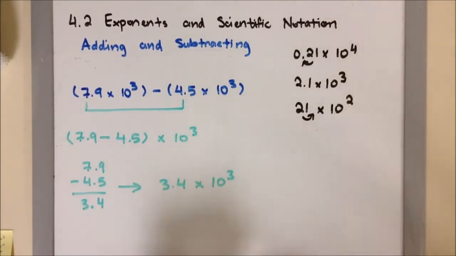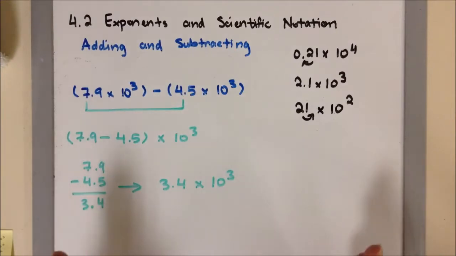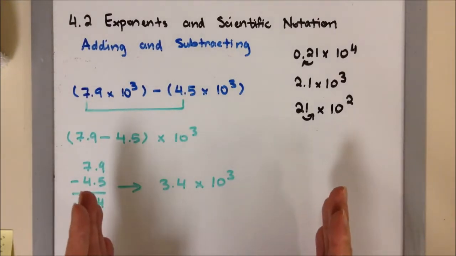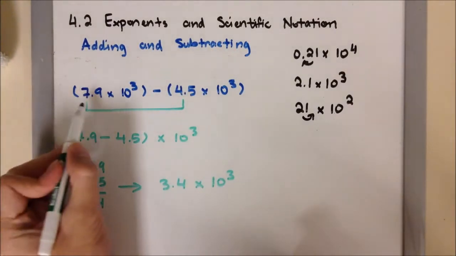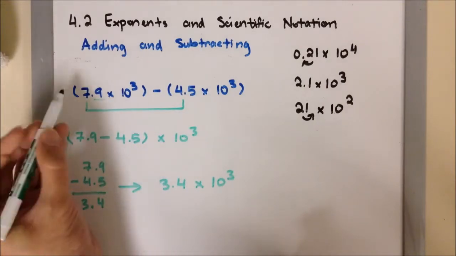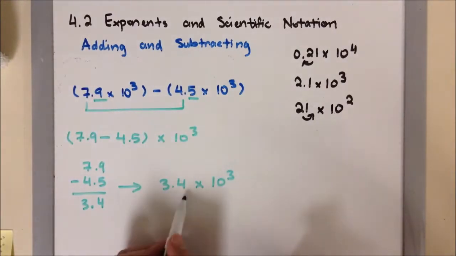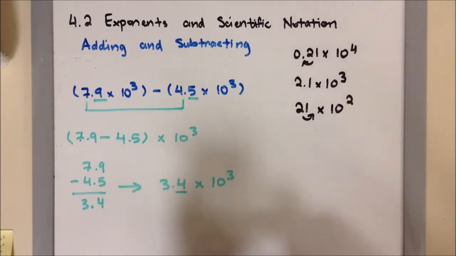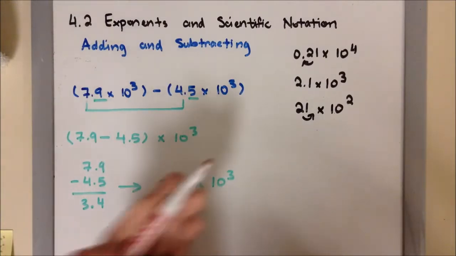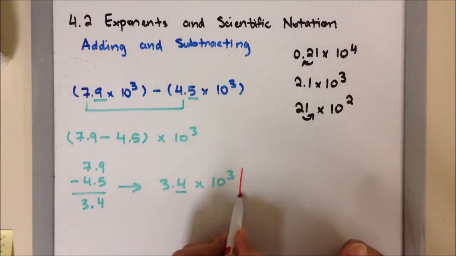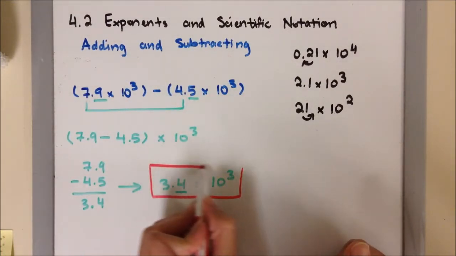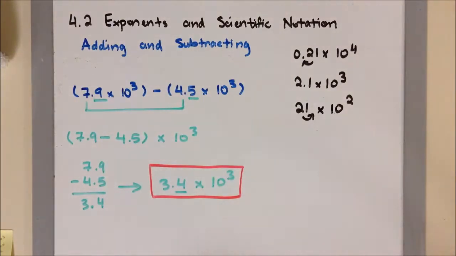Now I don't have to worry about 3.4 because it's between 1 and 10. And if I check my decimal places in the original problem, they both have 1 decimal place. My answer has 1 decimal place, so I'm good to go with that one. And I'm going to box it, as this is my final answer, 3.4 times 10 to the third.